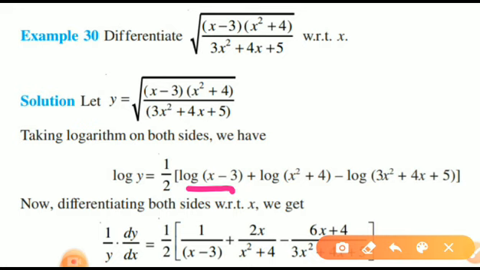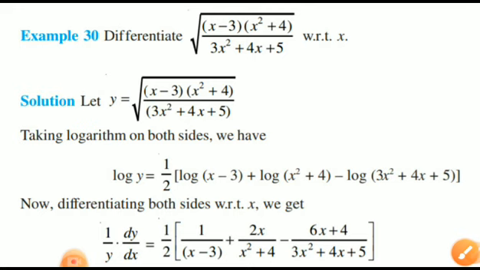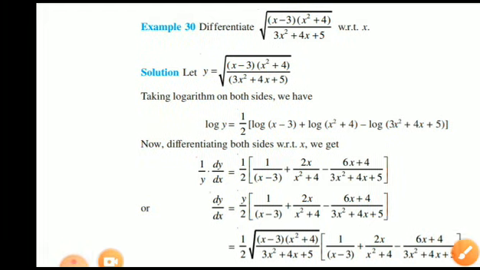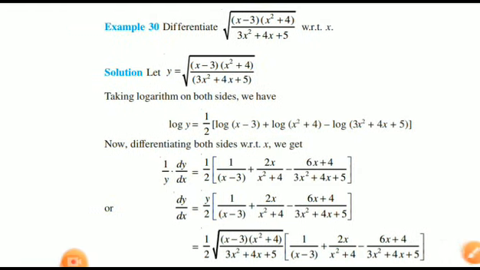Again, for log of x square plus 4, it is 1 by x square plus 4 into the derivative of x square plus 4, that is 2x. Similarly, for log of 3x square plus 4x plus 5, you will get 6x plus 4 by 3x square plus 4x plus 5. And hence, this will be the answer. Just substitute the value of y and you will get the answer. Hope this is clear. Thank you.